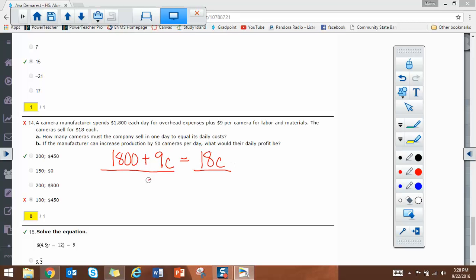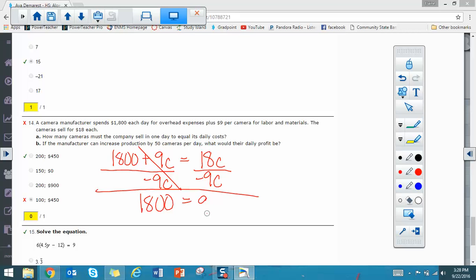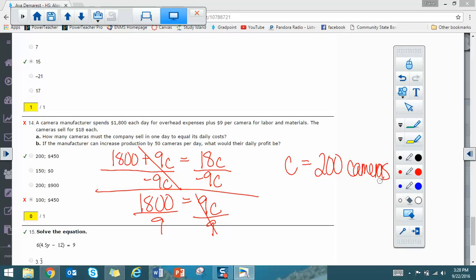So again, we want to get variables on the same side. Subtract 9C, and that gives us 1,800 equals 9C, 18 minus 9. Then we divide both sides by 9. You do 1,800 divided by 9, you get 200. So 200 cameras they have to sell just in one day to break even. So that rules out this one and this one.